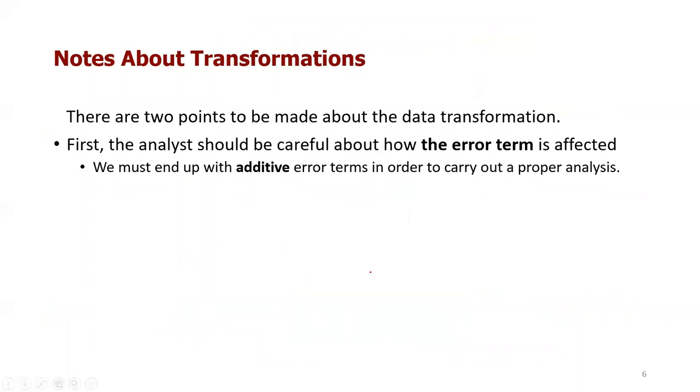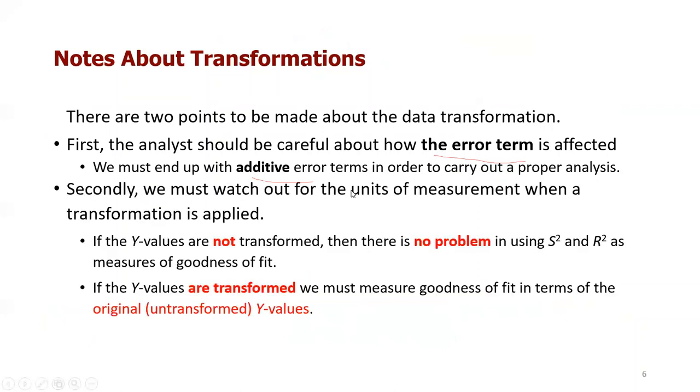So, you should be careful about 2 points. The first, there is an error term, okay? So you should just end up with an additive error term, because the assumption of the linear regression is you have an additive error term. And the second one is, if you're not making a transformation on y values, then there is no problem using the s square or r square, okay?